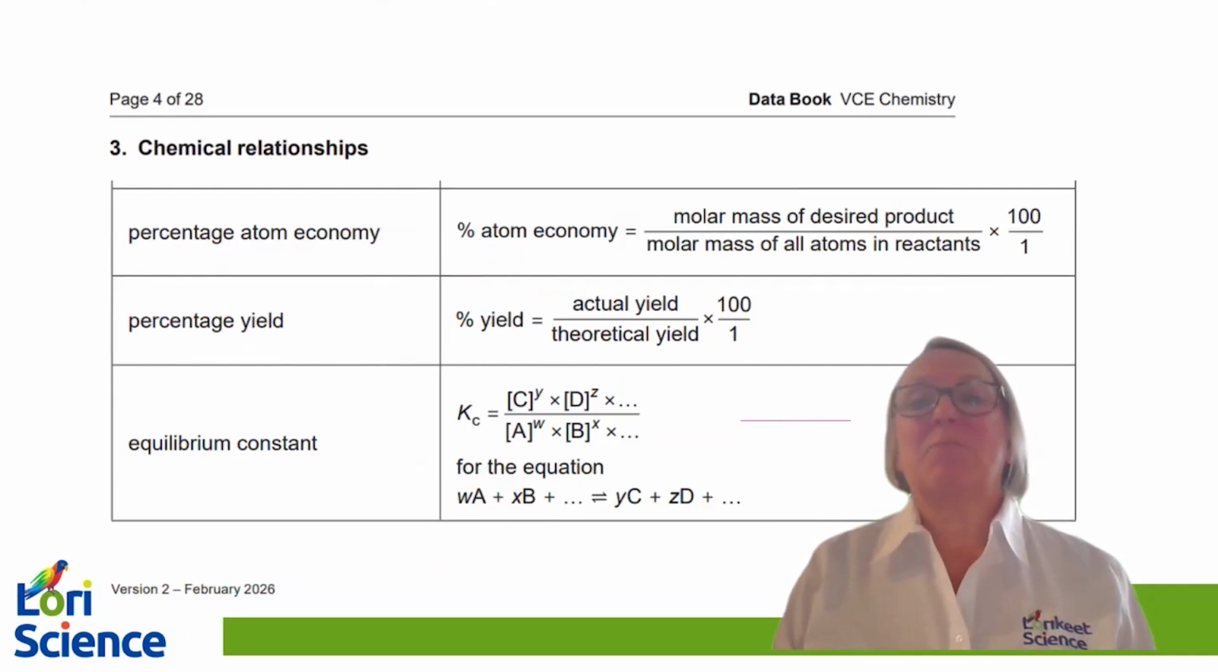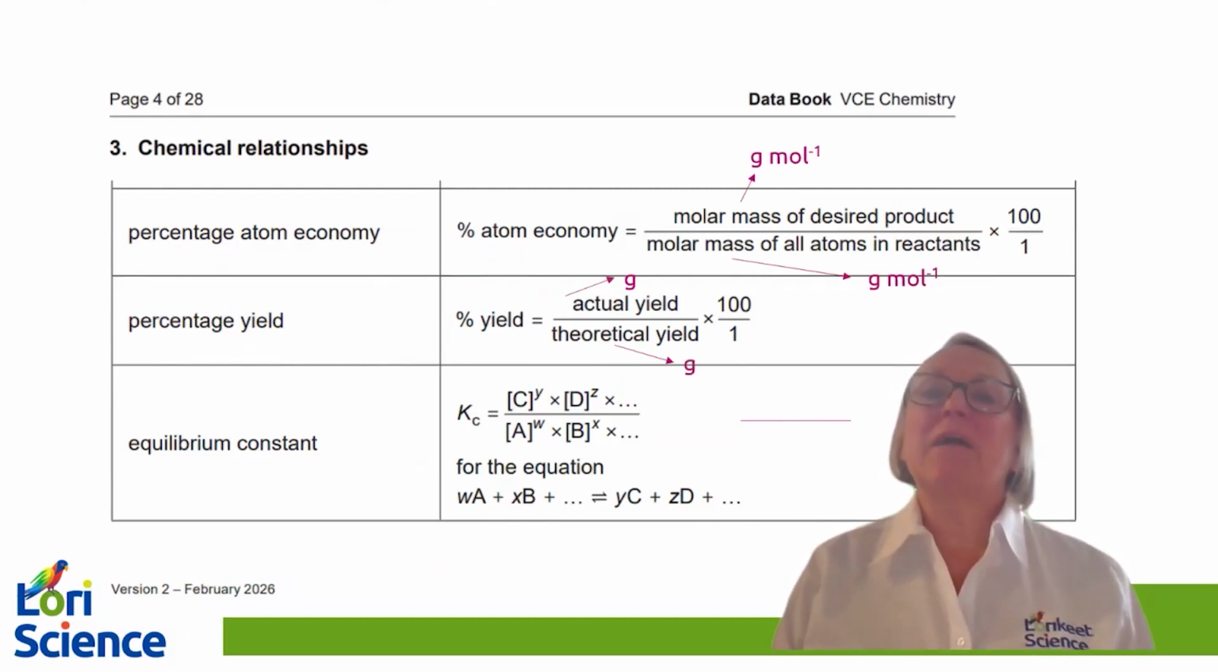Percentage atom economy, molar mass is always grams per mole. A percentage yield, the actual yield is in grams, divided by the theoretical yield, which is also in grams, times 100. Now, the equilibrium constant has variable units.